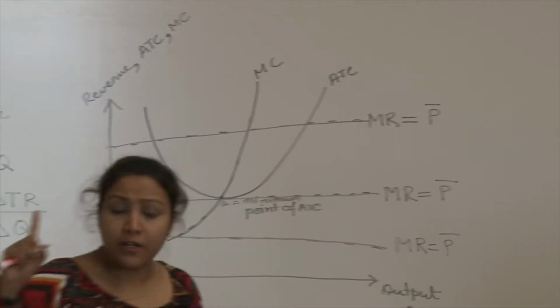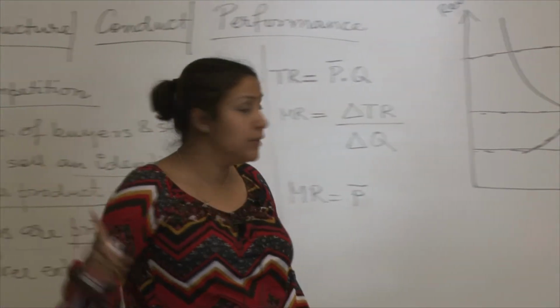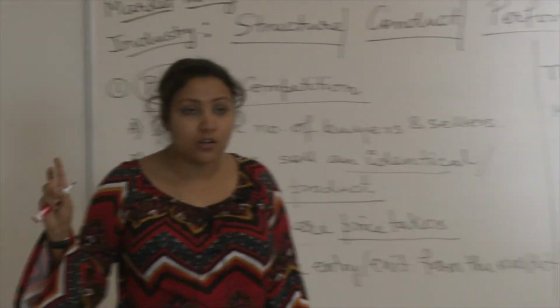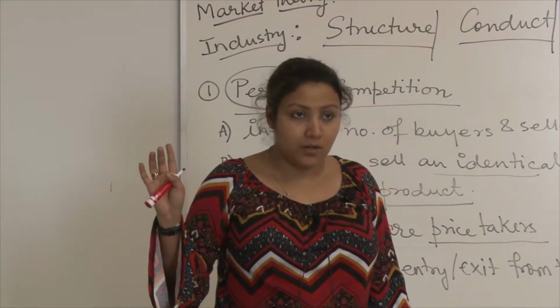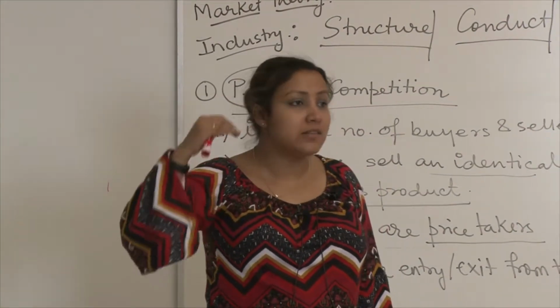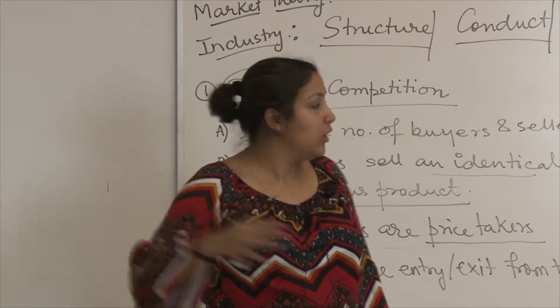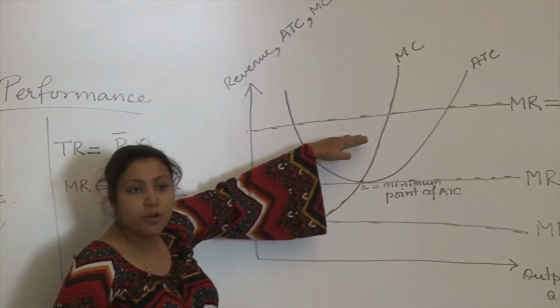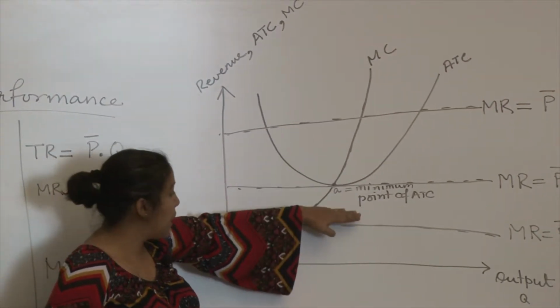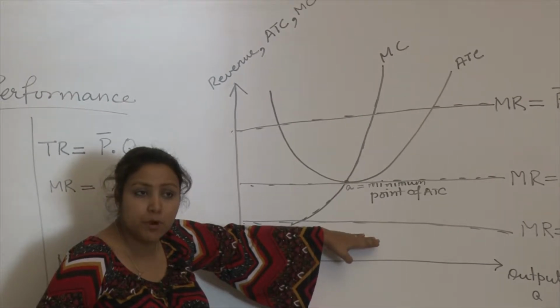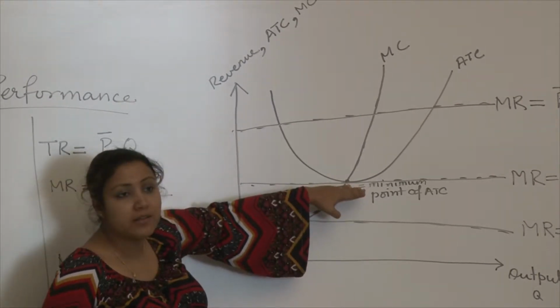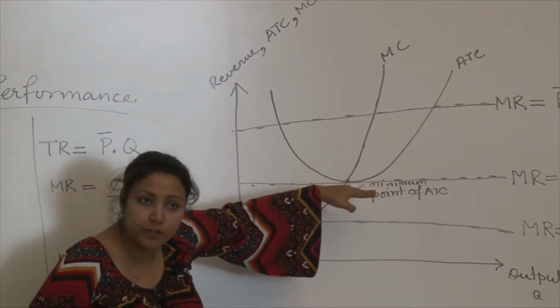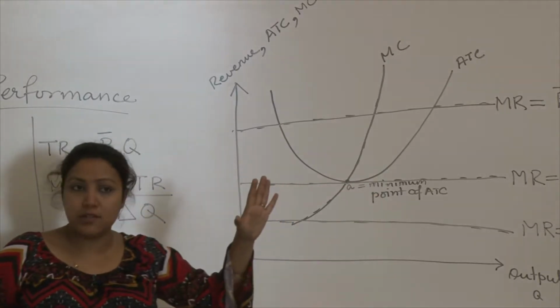Now, I am reminding you, and please keep a note to yourself, that all these three cases are not possible at the same time. Depending on where the price level is in the market, you can have one of those conditions, right? You can have a price level which is higher than the minimum point of ATC, or lower than the minimum point of ATC, or exactly at the minimum point of ATC, right? All three are not possible at the same time.